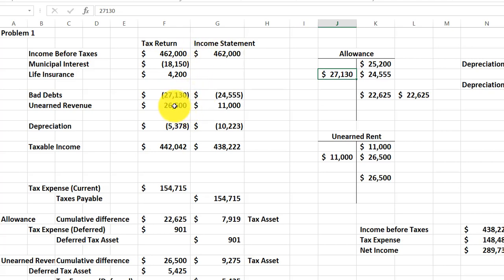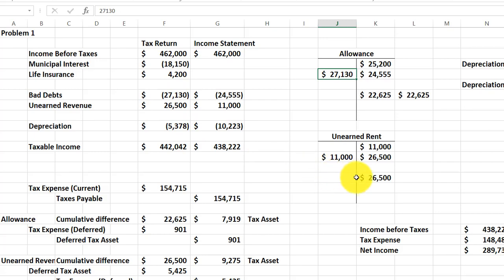All right, unearned revenue, in this case unearned rent, also has a T account, and we'll see that it brought over $11,000 from the year before, but this year there was $26,500, but on the income statement we would have recorded the $11,000 that was actually earned from last year. So that's why we have two different numbers, one on the income statement, one on the tax return. So if you were looking at just the differences, you would only worry about the $15,500, the difference between these two.